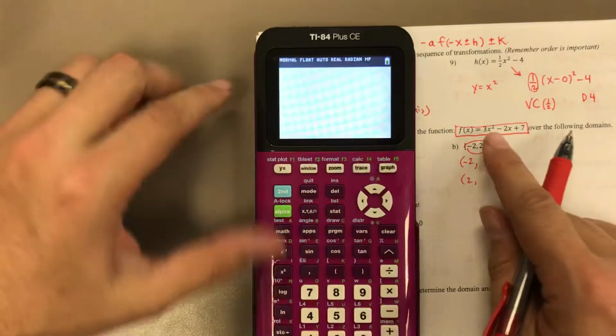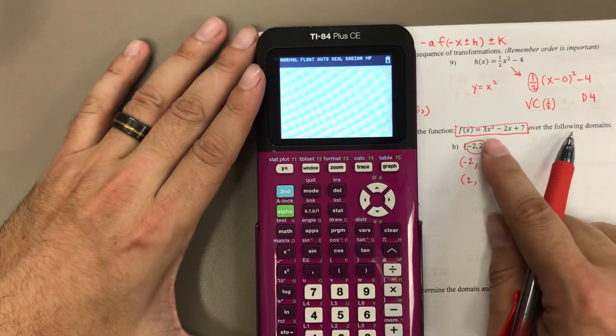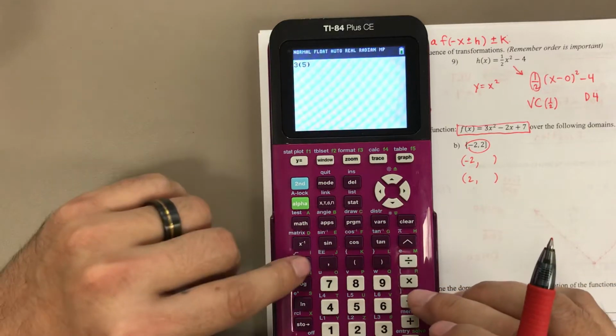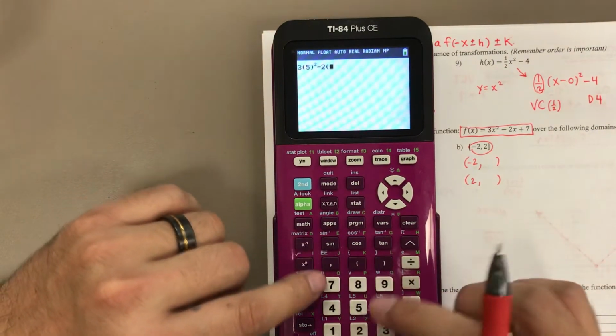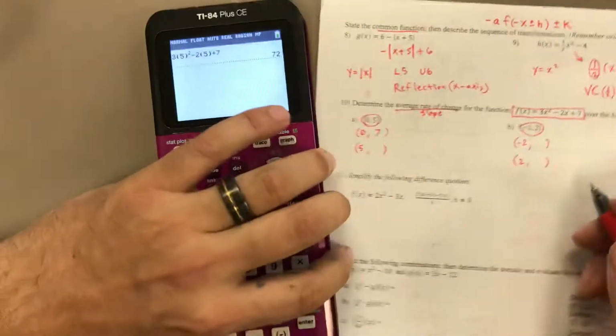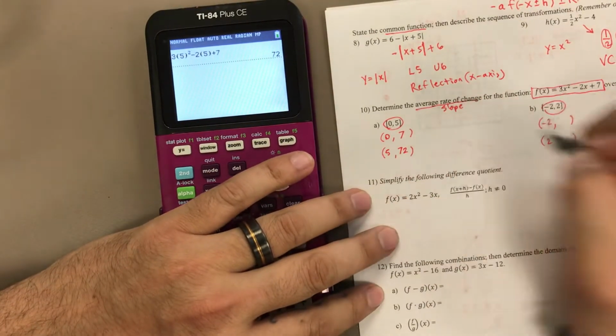If I want to plug in 5, let's use our calculators for that. Why not? So wherever we see an x, we're going to put in parentheses 5. So we're going to do 3 parentheses 5 squared minus 2 parentheses 5 and then plus 7, and it gives us an answer of 72. So 72 is going to be the number that goes there.